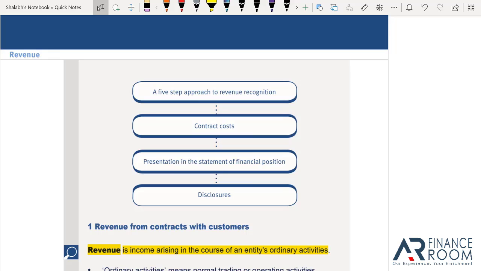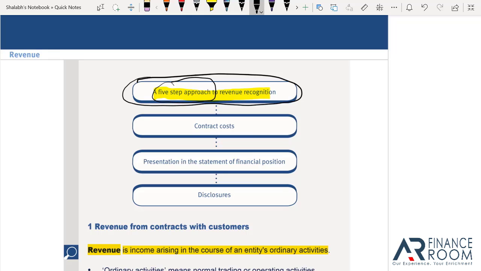But this 5-step approach model of revenue recognition, be it any of the major GAAPs worldwide, the revenue recognition process is moving towards this 5-step approach. This is a very important 5-step approach which we shall be learning in the next 10 to 15 minutes.